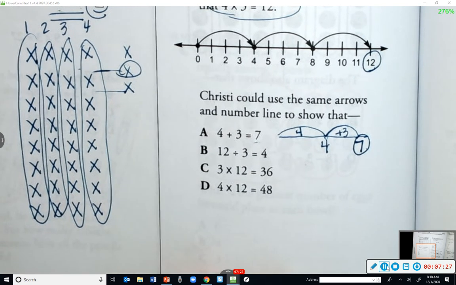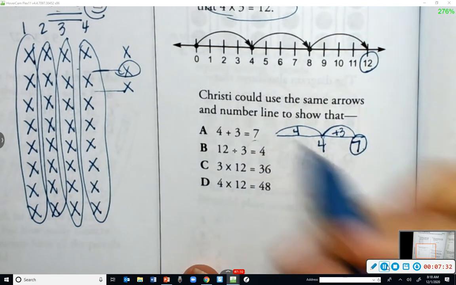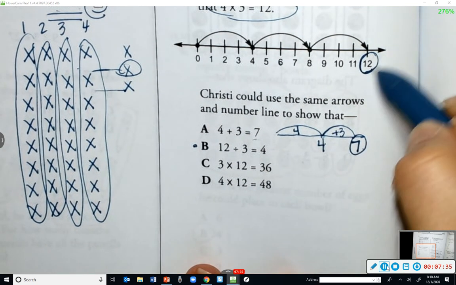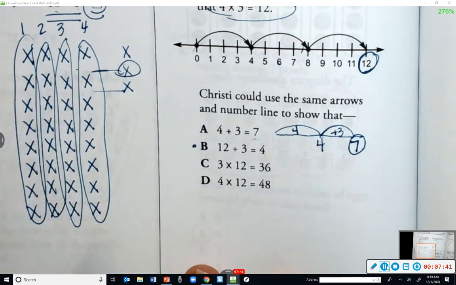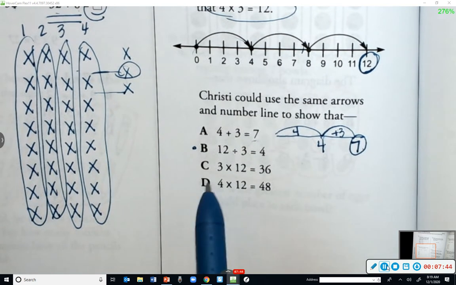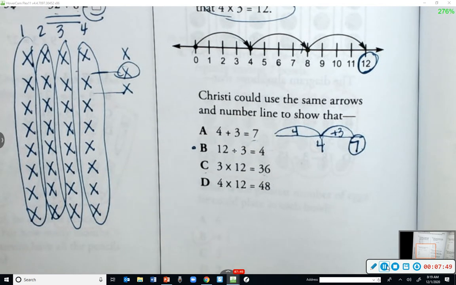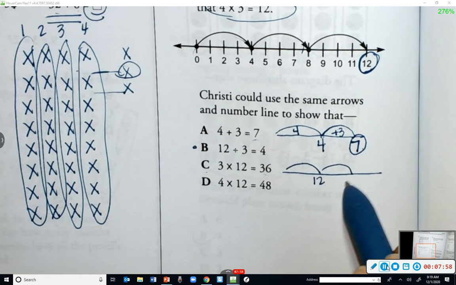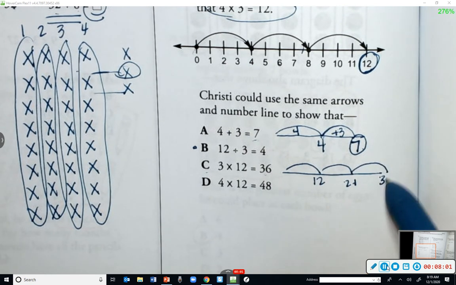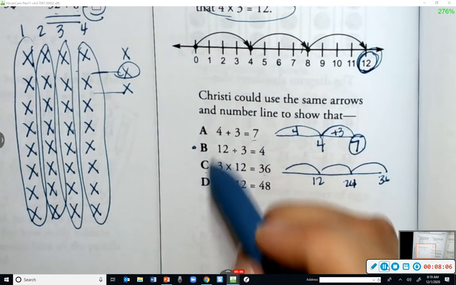Yes, but which way would the arrows be going if I were to show division? We would go backwards. So it is possible we could do it this way, because it does have 12, and it is dividing by 3 because it's doing 3 jumps of 4. Could we use this number line to show 3 times 12 equals 36? No. What would that look like? 3 jumps of what? 12. So I would need to go 12, 24, then 36. This number line lands at 12, so I can't use this one.